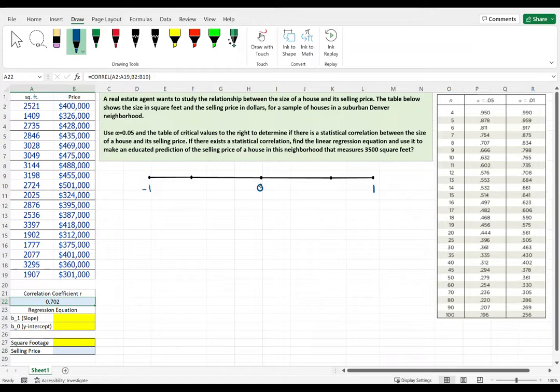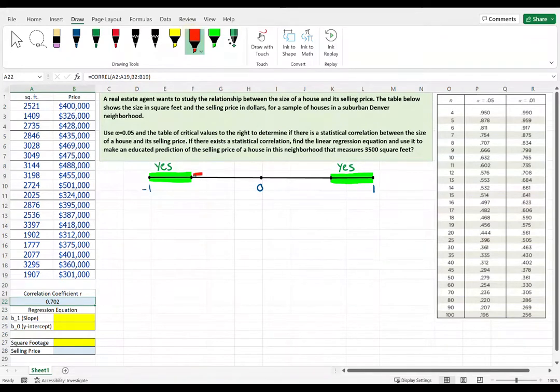Now, when the correlation coefficient is close to 1 or close to -1, I'm going to highlight that part of this little number line green. When the correlation coefficient, this number we just calculated, is close to 1 or close to -1, the answer is yes. Remember, this is a yes-no question. Is there a statistical correlation? Is there a relationship, yes or no? Well, this is how we figure out whether it's a yes or a no. If the correlation coefficient is close enough to 1 or close enough to -1, the answer is yes.